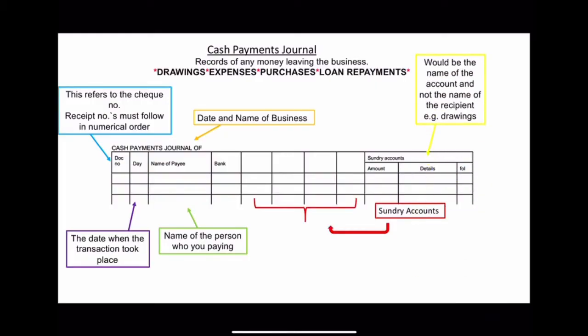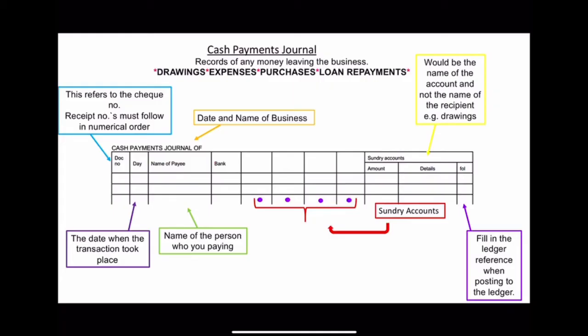Next, important would be the name of the account, not the recipient, the same as the cash receipts journal. So if the owner took money and his name was James, James would go in the name of the payee, and the details would be drawing. Then folio, again, we fill in the ledger reference when posting to the ledger.